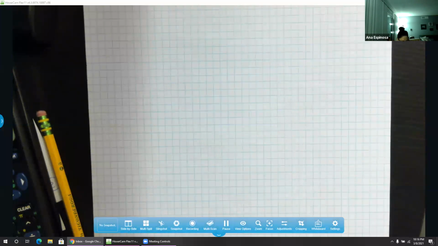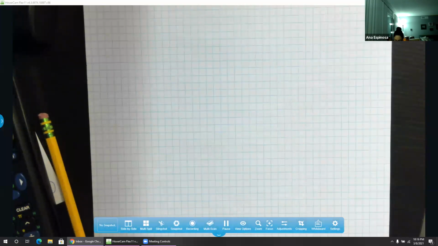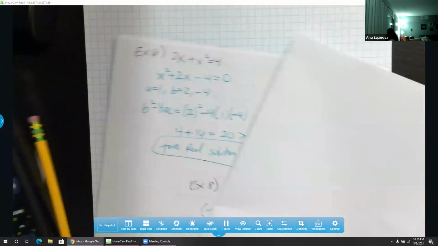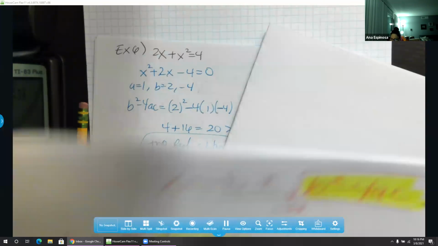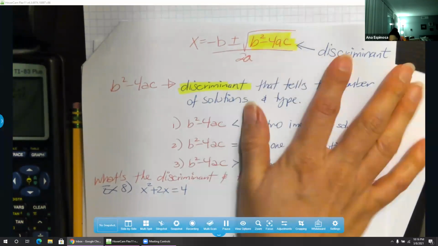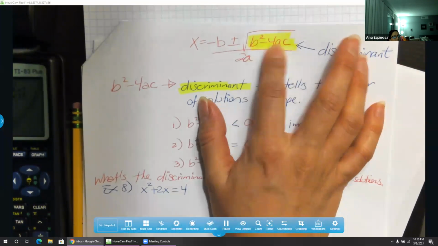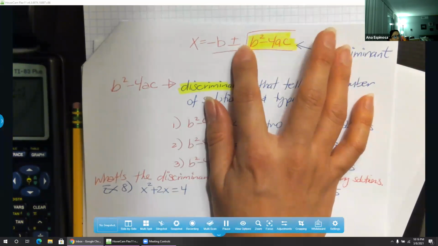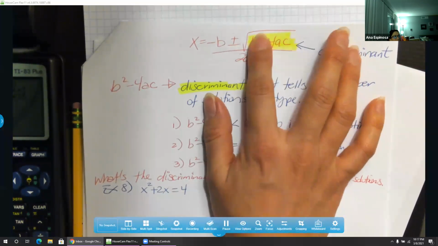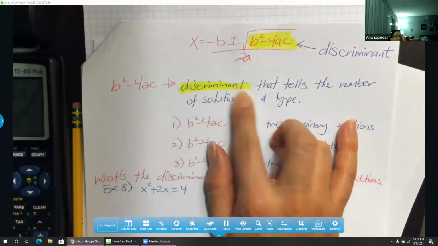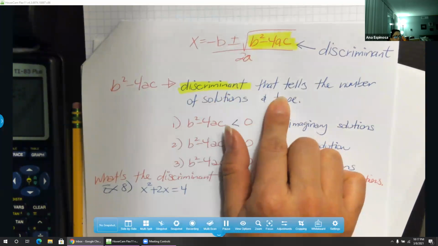All right, let's do a few more. Okay, so the next thing is just talking about the discriminant. The discriminant is the part inside the quadratic radical here. It's called the discriminant, and that tells you the number and type of solutions.